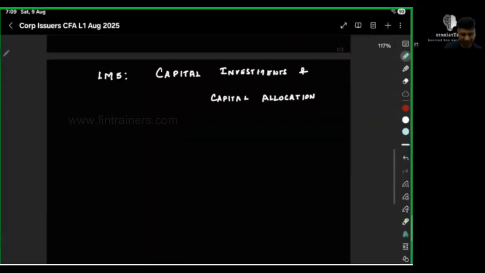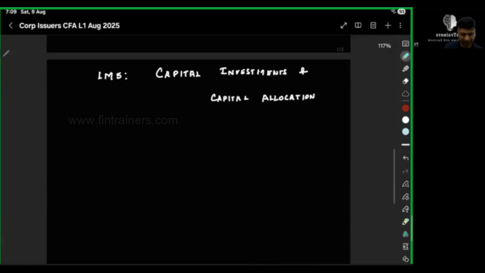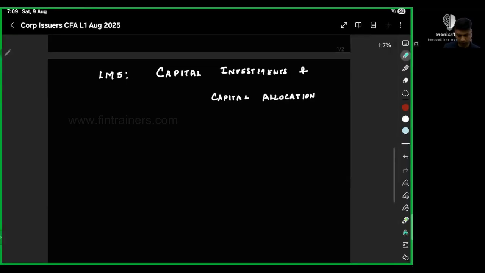Learning module 5, capital investments and capital allocation. Before we get into the first LOS, the first LOS is about what are the types of capital projects.